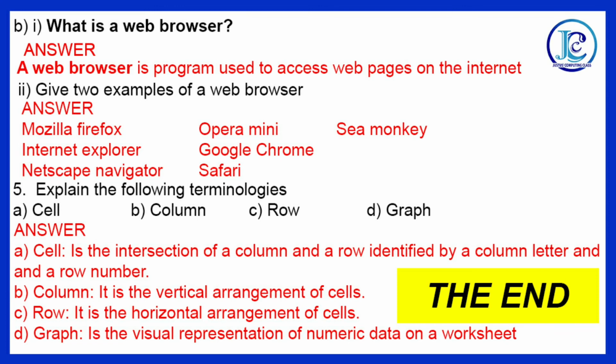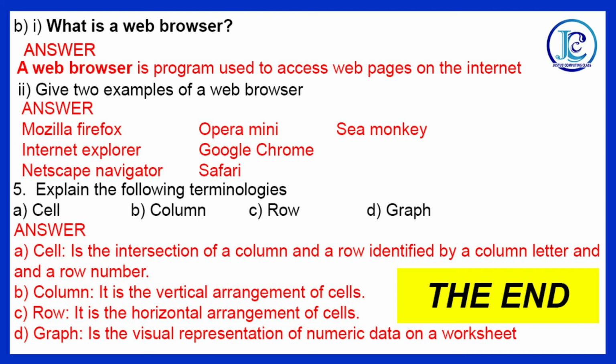Now let's look at the next one. It says examples or types of web browsers. We have Mozilla Firefox. We have Internet Explorer as our default web browser. We have Netscape Navigator. We have Opera Mini. We have Google Chrome. We have SeaMonkey. We have Safari. So at least learn 5 examples or types of web browsers. Let's move on to question 5, the last question for today.